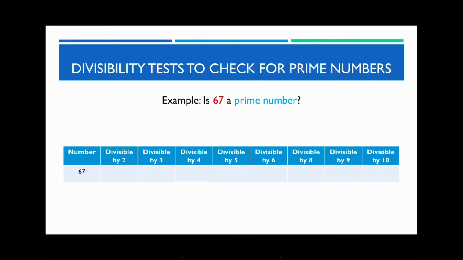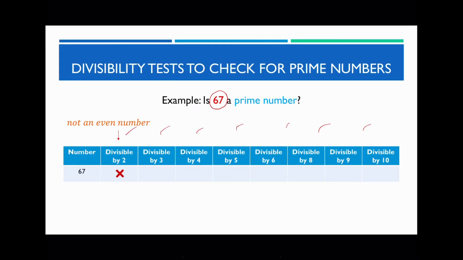So the first number is 67. Is it divisible by 2? What we're doing is, if it is divisible by any one of these numbers, this would automatically state that 67 is no longer considered to be a prime number since it has a factor other than 1 and 67. So firstly, if this was divisible by 2, remember we said all numbers that are even are divisible by 2. In this case, 67 is an odd number, so 2 is not a factor.